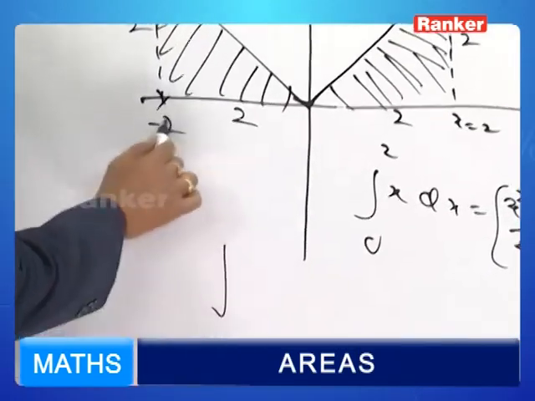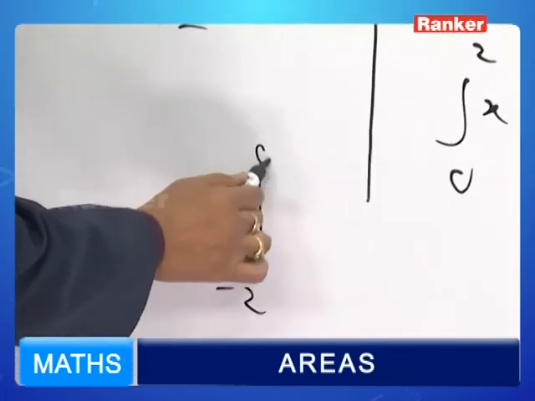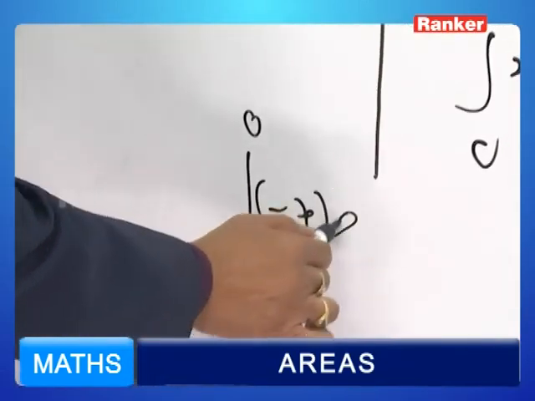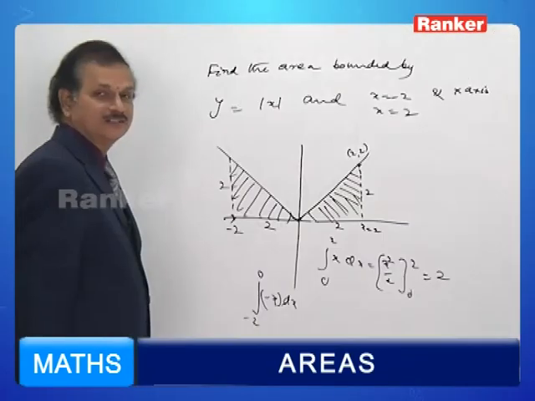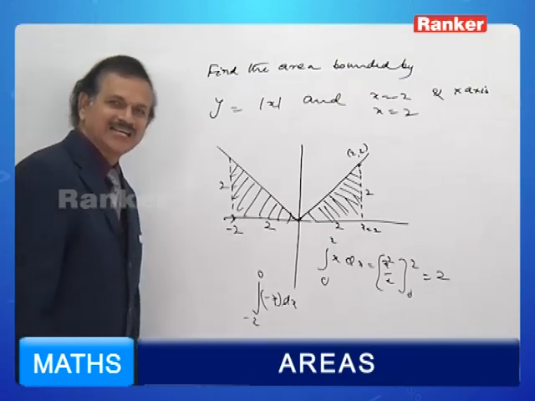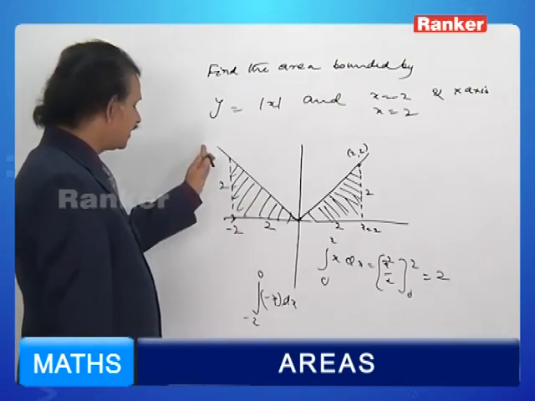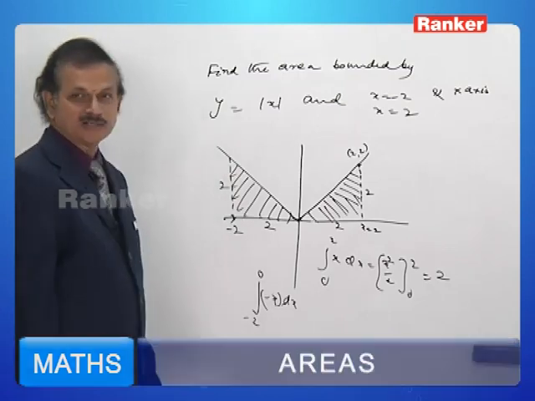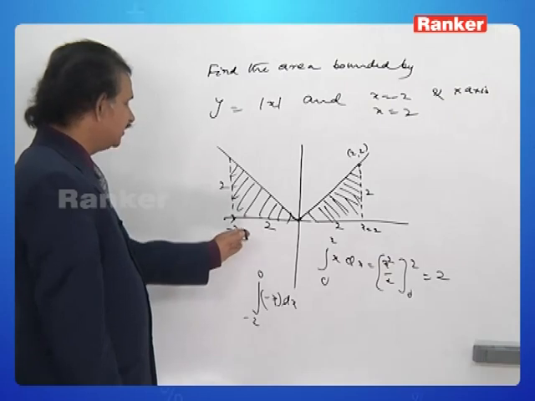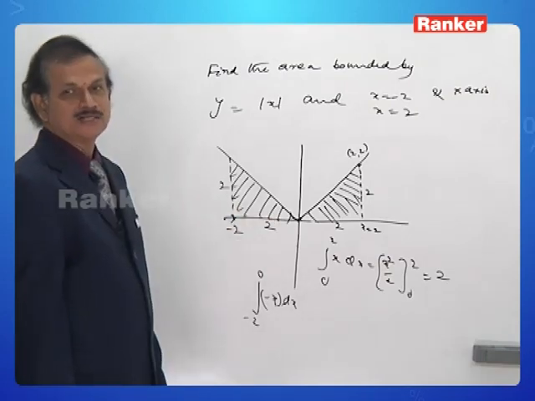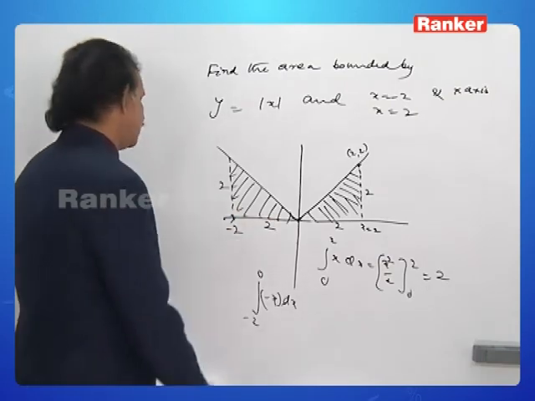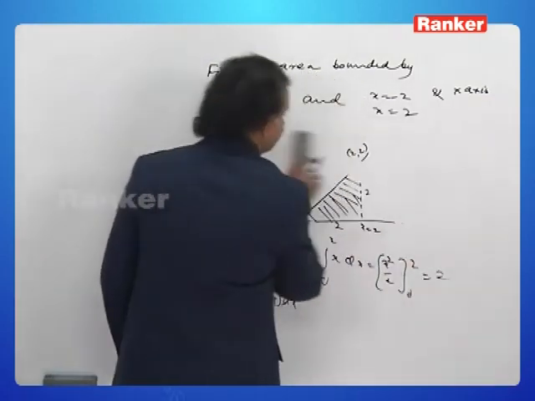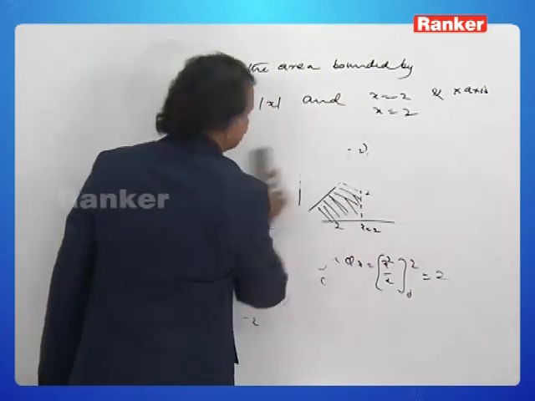Integral minus 2 to 0 of minus x dx. Why should you take like that? In this part, y is equal to mod x. But x is negative here, isn't it? x is negative. Mod x is minus x. So even if you take that, you will be getting the same answer as that.